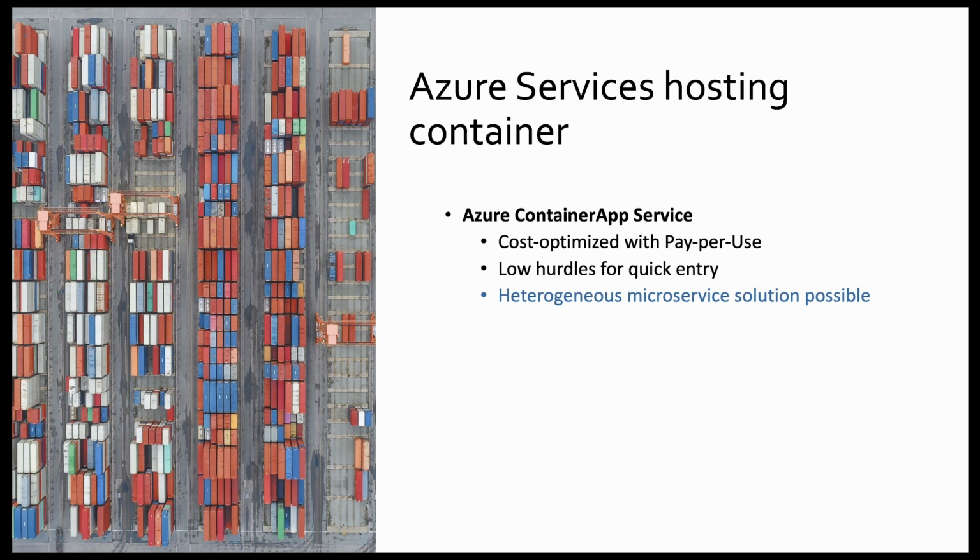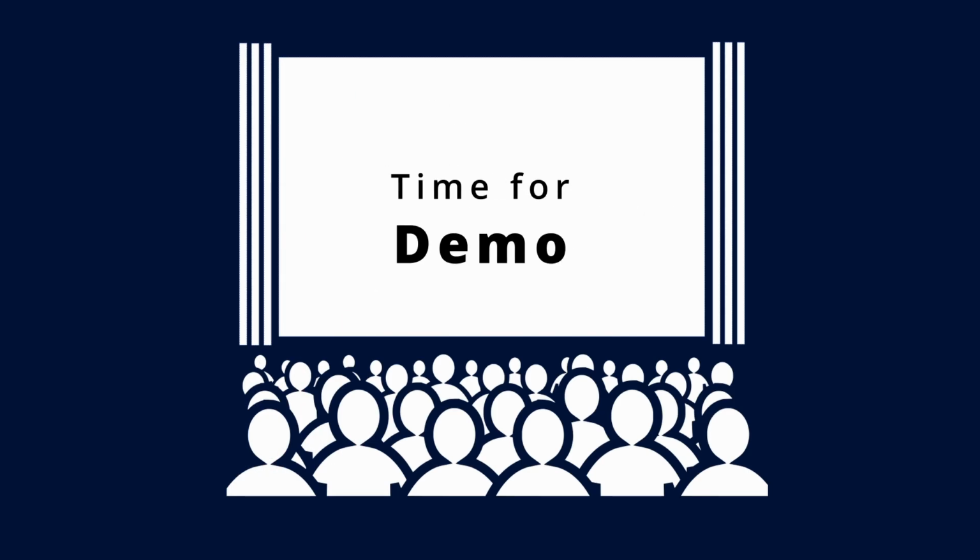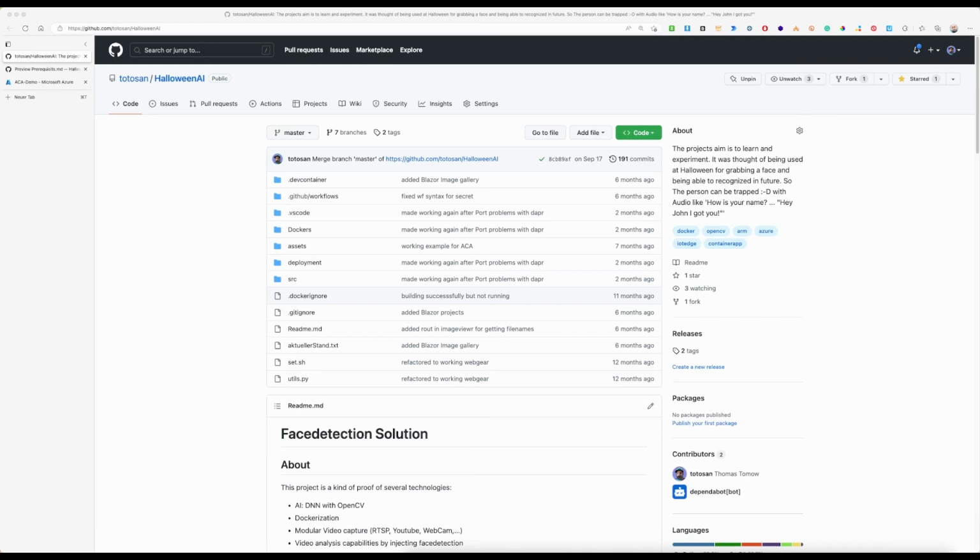Also, Azure Container App Service is pretty awesome if you have, let's say, a heterogeneous microservice solution, a service running, think of an AI model that you want to send requests to and just want answers back. So in any case, this is specifically good if you need to run multiple different services with different requirements. So yeah, let's dive directly into the demo.